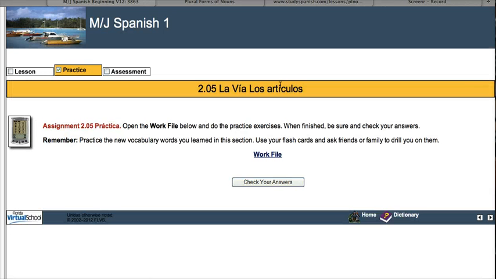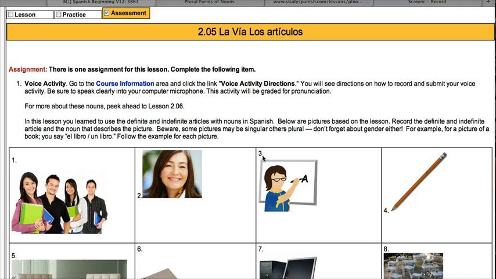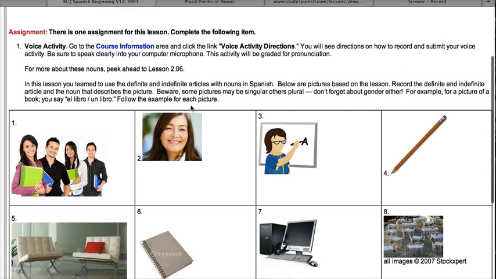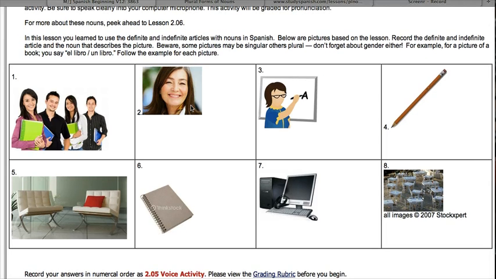So those are definite and indefinite articles, and that is how you make them plural. So you're going to have a work file here that you need to do as always. Check your answers, and then let's take a look at the assessment. Now, this one, a lot of them get turned in incorrectly because students do not read the directions. So let's read the directions carefully. It says this is a voice assignment. It says for more about these nouns, go ahead and peek ahead to lesson 206. So if you really want to know, you're going to look ahead to 206 and find out what these nouns are.